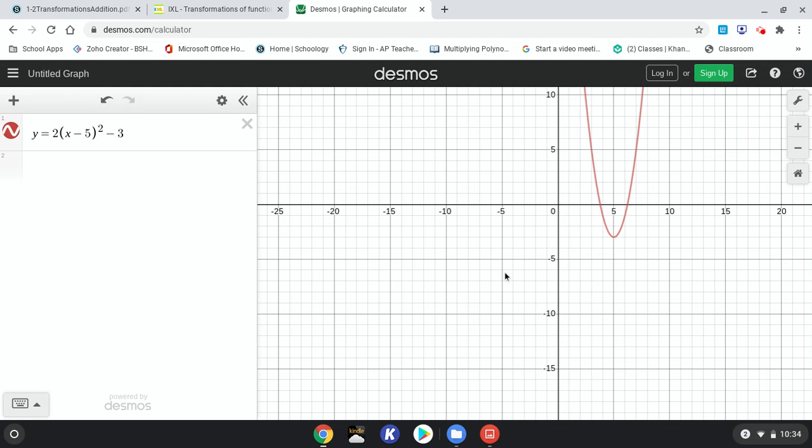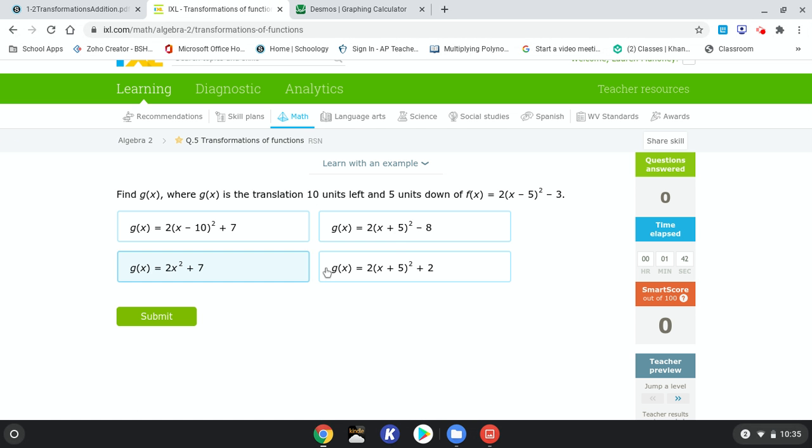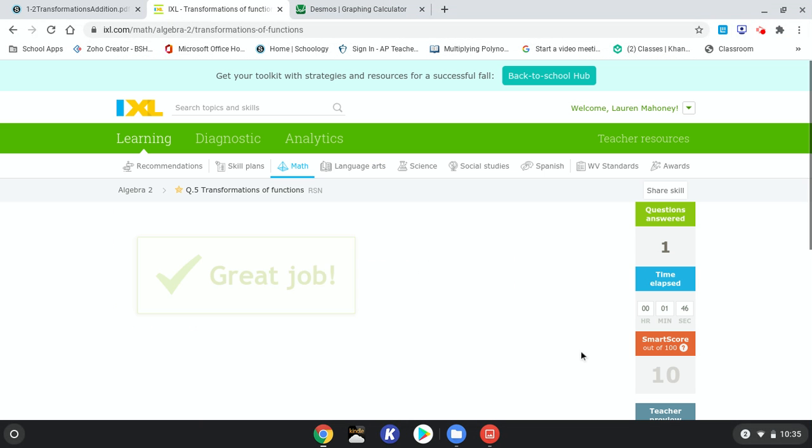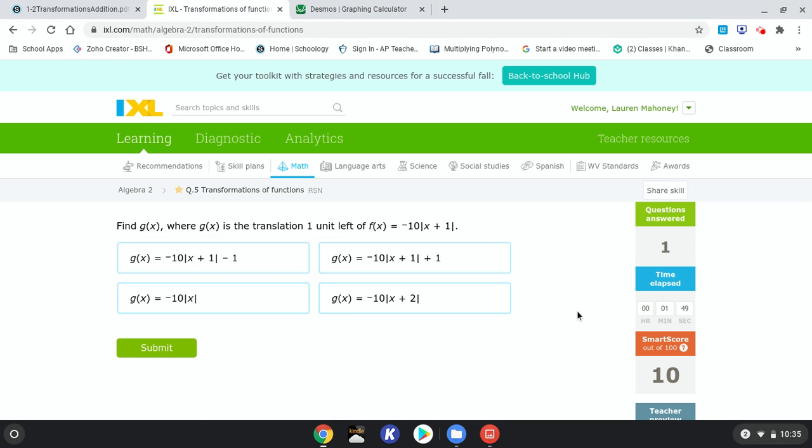So I'm taking this, and you really want to move the vertex. So I'm moving the vertex 10 units to the left. So 1, 2, 3, 4, 5, 6, 7, 8, 9, 10. It's going to move over here. And I am moving it then 5 units down. So I'm over here, and then 1, 2, 3, 4, 5. So I am at the point -5, -8.